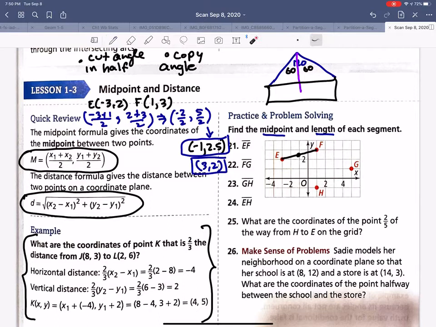GH, what's my midpoint? That one I can tell is right there. It lands right on the grid line. So that's 3, 0.